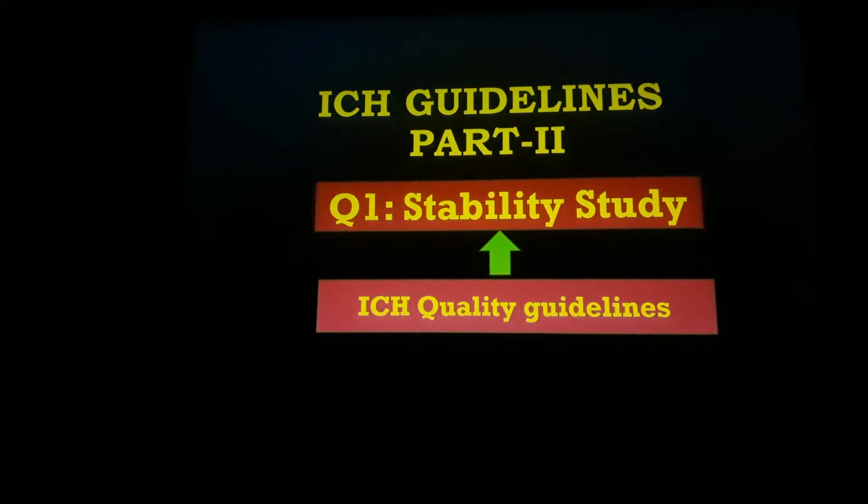The stability study guideline is from the ICH guidelines. We already know there are four types of guidelines. In that, one of the guidelines is the quality guidelines. In the ICH quality guidelines, there are 14 guidelines. Out of those 14, the first quality guideline is the stability study.